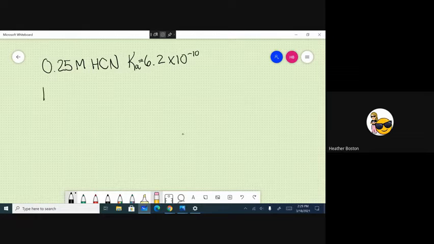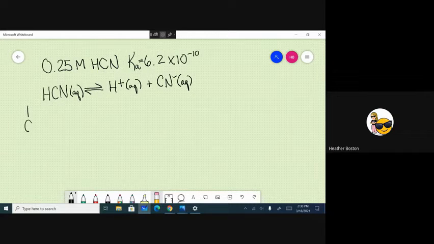So here's what we're dealing with. This is a weak acid, very weak. You can see how small my Ka value is. So when it's in solution, it's going to produce very little H plus and cyanide ions. So let's do an ice chart and figure out what's going on here. Before any dissociation occurs is what the I means in an ice chart for an acid.